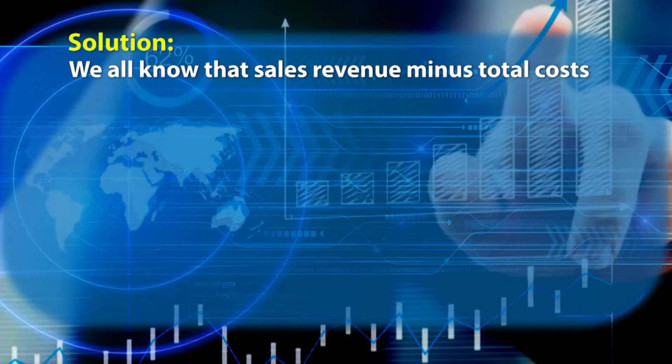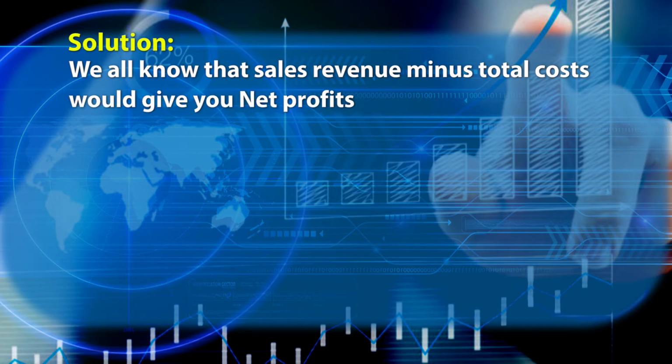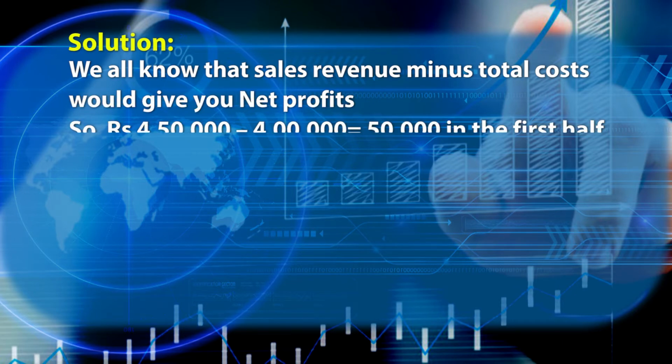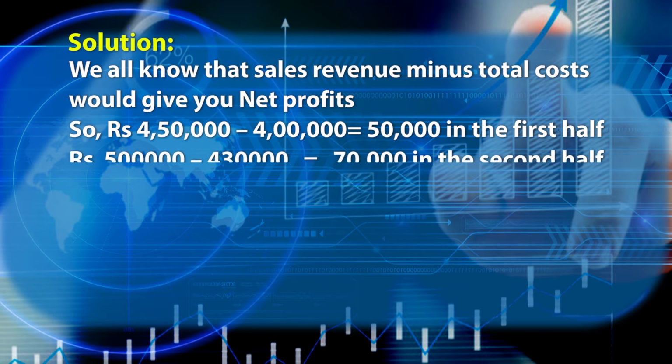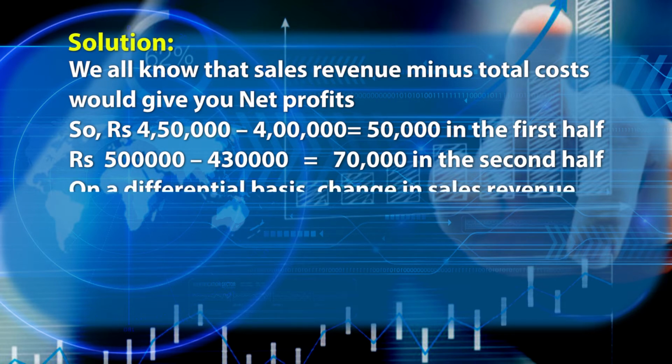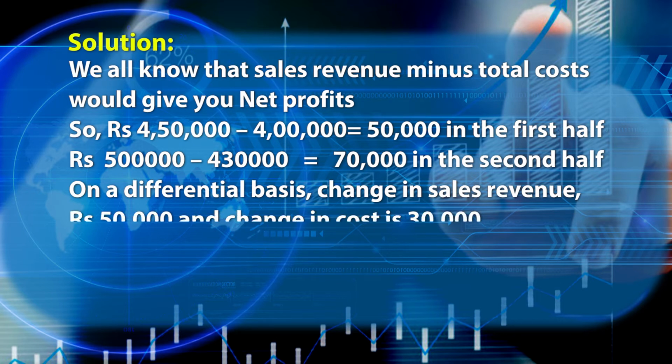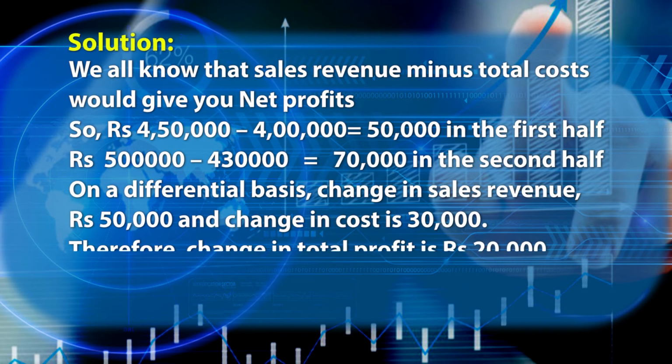Let's solve this. We all know that sales revenue minus total cost would give you net profits. So, rupees 4,50,000 minus 4 lakh will give you 50,000 in the first half. Rupees 5 lakh minus 4,30,000 is equal to 70,000 in the second half. On a differential basis, change in sales revenue is rupees 50,000 and change in cost is 30,000. Therefore, change in total profit is rupees 20,000.